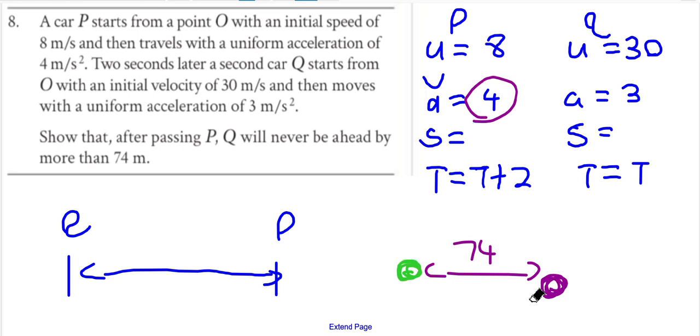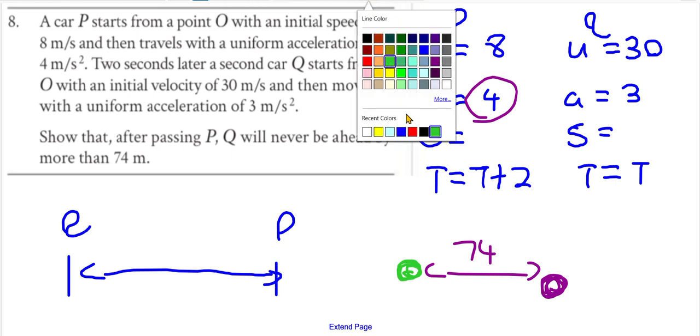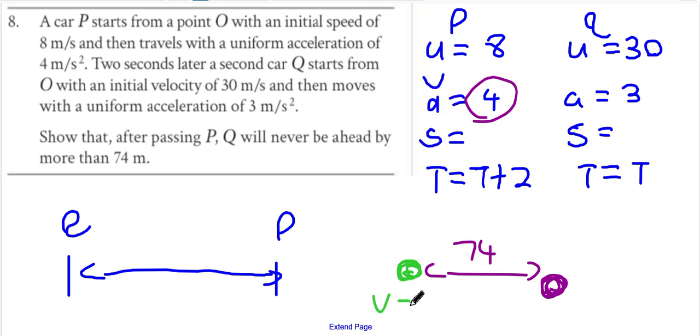So the first thing I'm going to do is the moment of greatest distance ahead, the moment where Q is far ahead of P, that maximum distance, both speeds have to be the same. What I'm basically saying is both their speeds are the same, so v_P equals v_Q. Anything after that, P will go faster than Q and bring that gap under 74 meters. Agreed? So on both data sets we're going to use v equals u plus at.